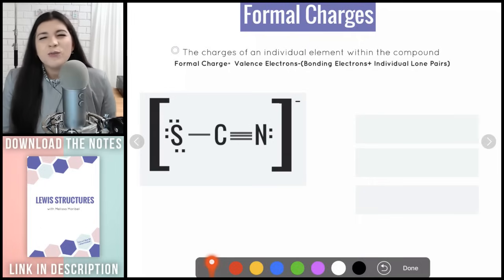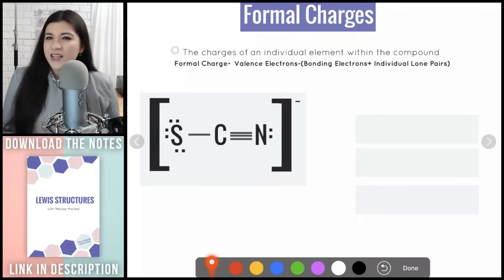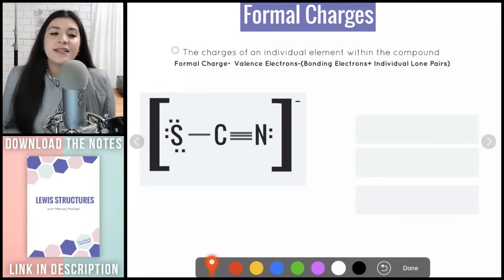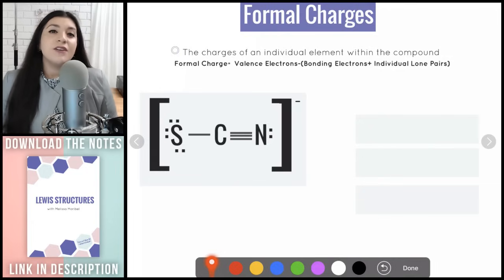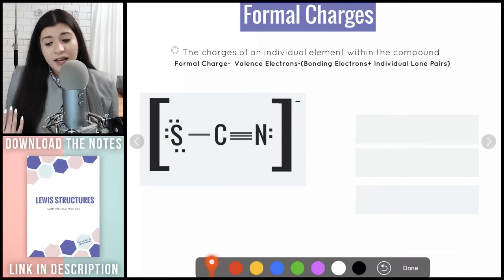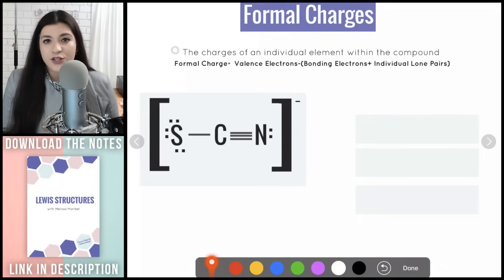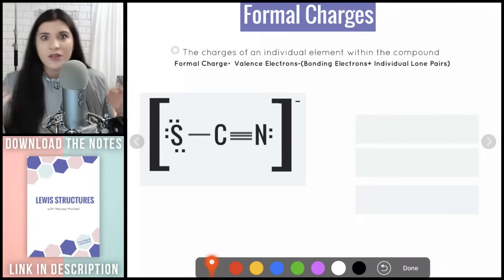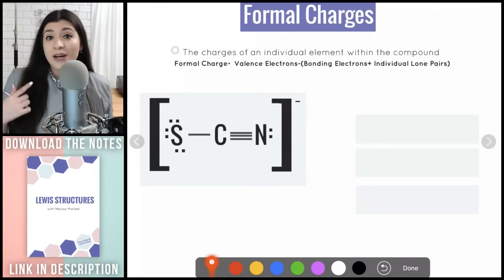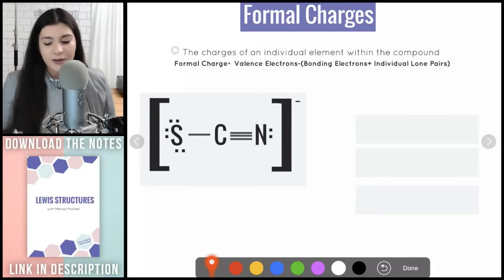Now, the reason why formal charges are so necessary and so helpful is because it helps you see if you drew the correct Lewis structure. And that's why I personally really like formal charges, just because it has helped me avoid a lot of mistakes. If I drew a Lewis structure and I wasn't sure, is this the correct one? I can draw it this way. The formal charges are going to be the deciding factor as to which one is a better Lewis structure or the correct Lewis structure. And I'll show you how to do that.